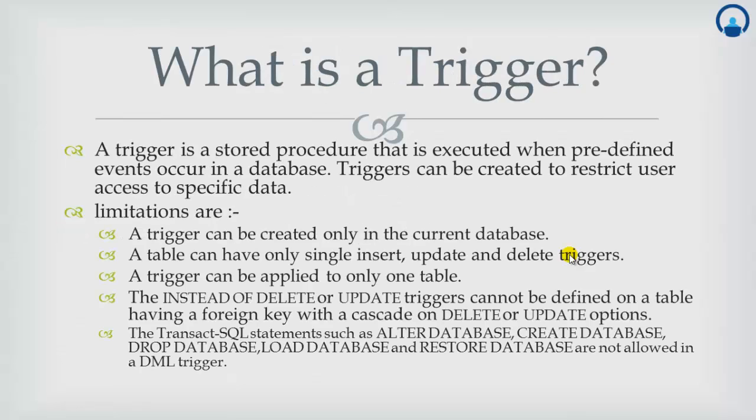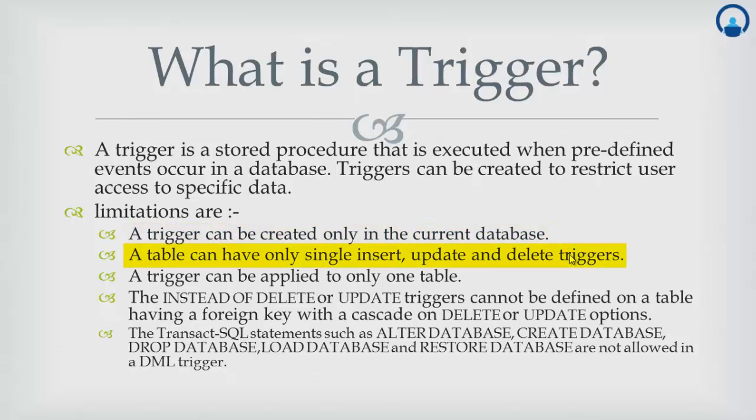What is a trigger? A trigger is a stored procedure that is executed when predefined events occur in a database. Triggers can be created to restrict user access to specific data. Triggers are useful in maintaining low-level data integrity and providing database security, although there are certain limitations with the use of triggers. These limitations are: a trigger can be created only in the current database.